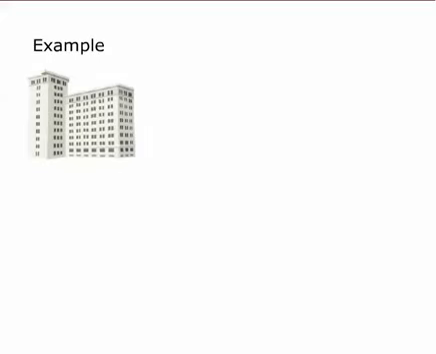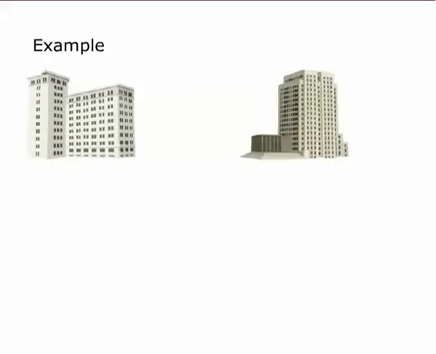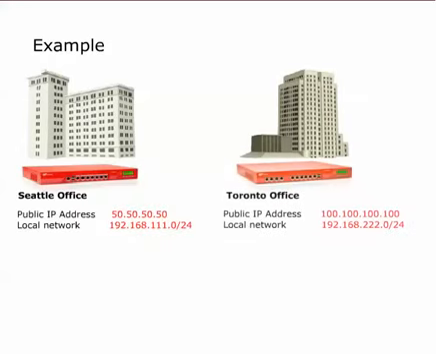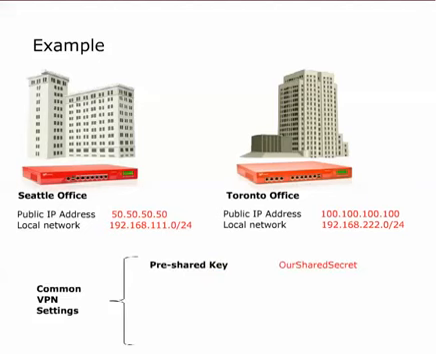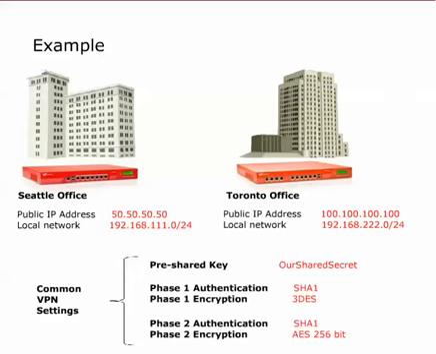Now let's walk through an example of how to set up a branch office VPN between two WatchGuard XTM devices at two different sites. Let's call the two sites the Seattle office and the Toronto office. For this example, let's assume that we've already collected all the information we need to configure the VPN and that we've agreed on the shared key and the authentication and encryption settings to use for our tunnel. For our example, both sides agree to use the default authentication and encryption settings.